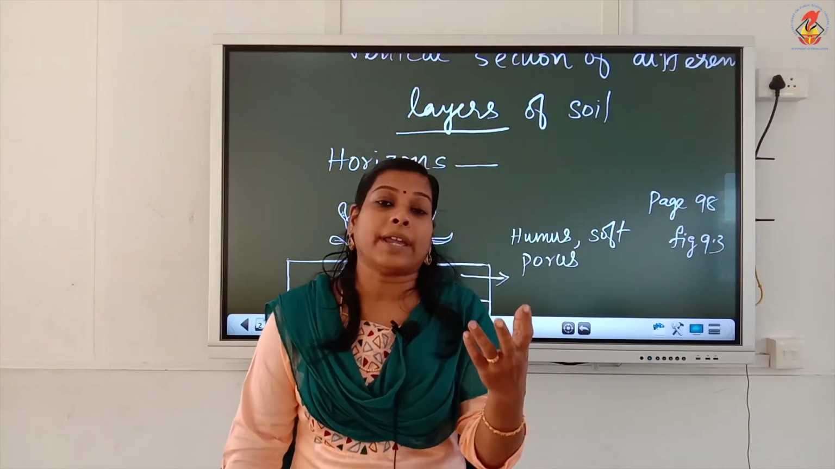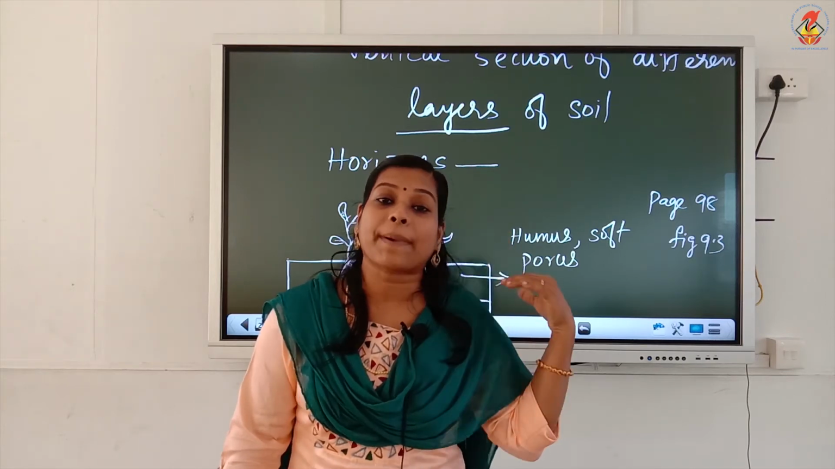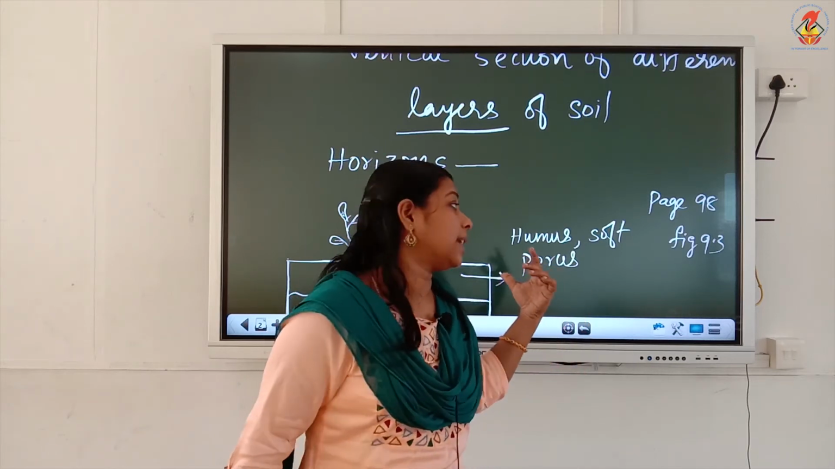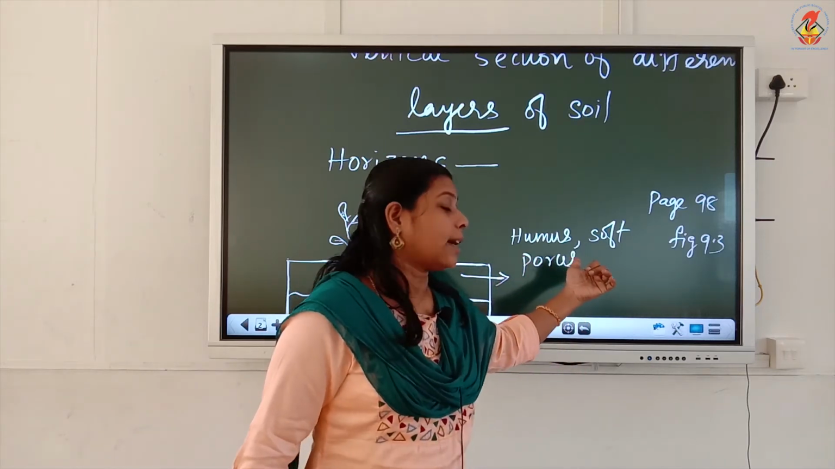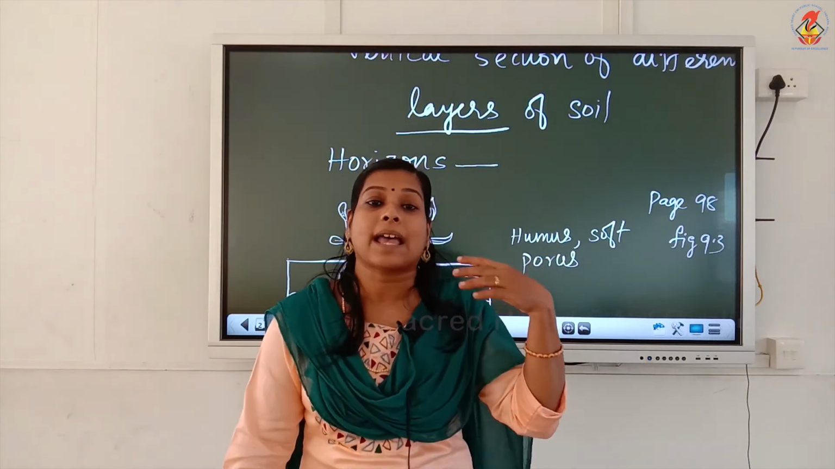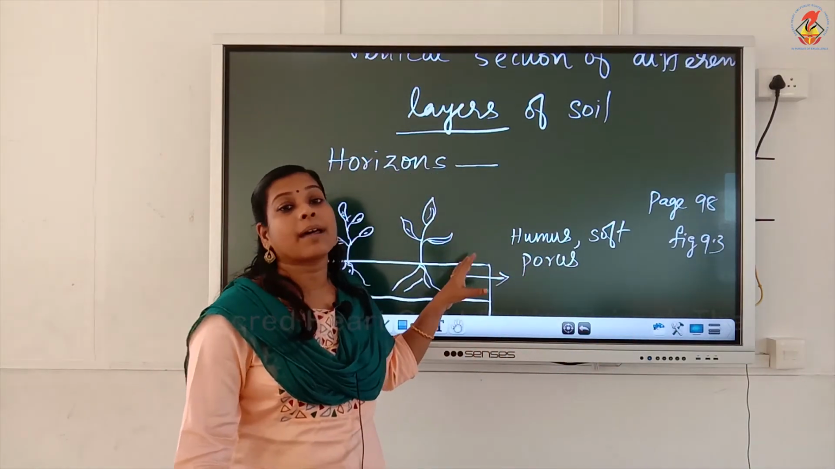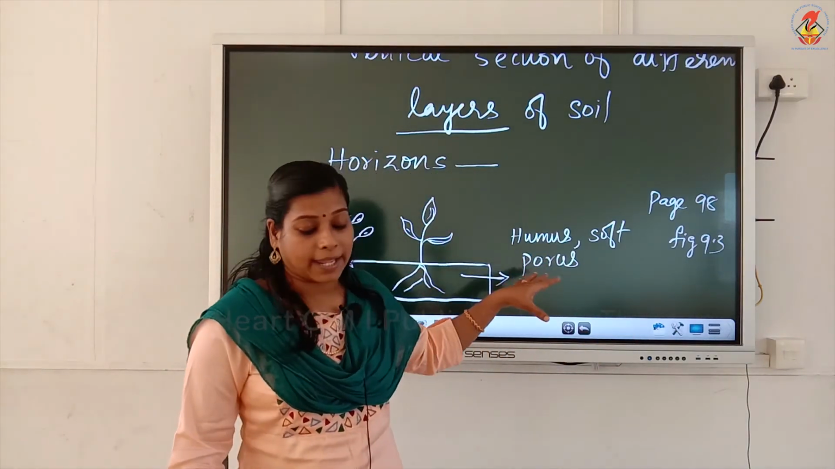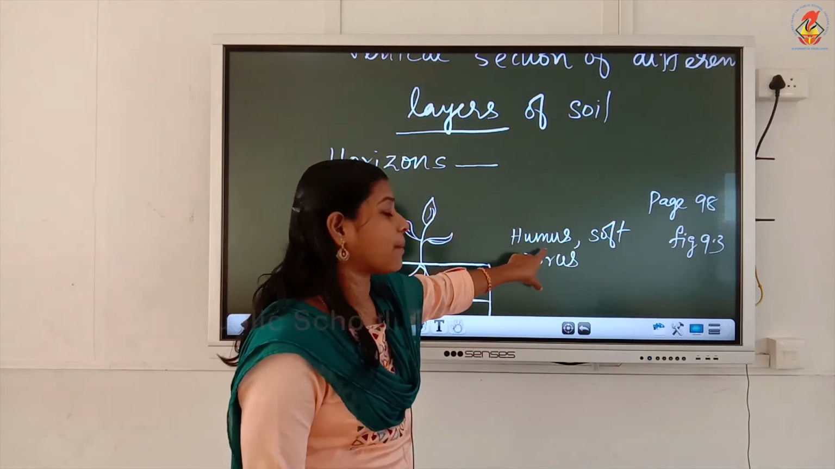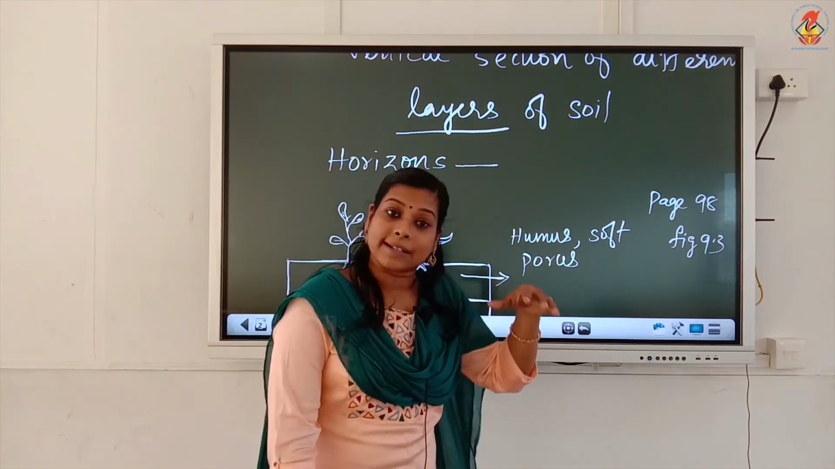If water holding capacity is there and fertility is there, that will definitely enhance the growth of the plant. So fertile soil as well as water holding capacity makes the plants grow properly in this top layer. This layer contains maximum humus, more quantities of humus. It is very fertile and minerals are also present.